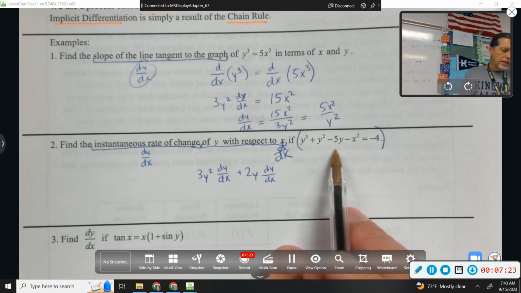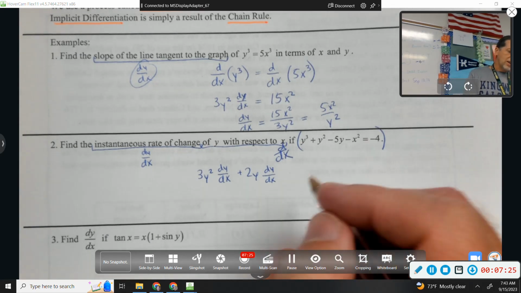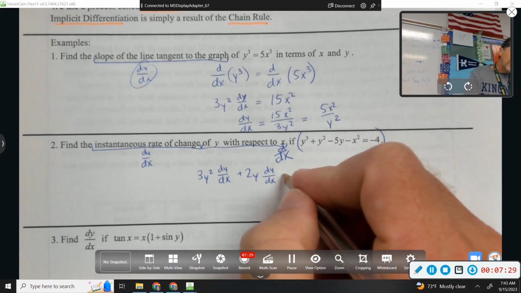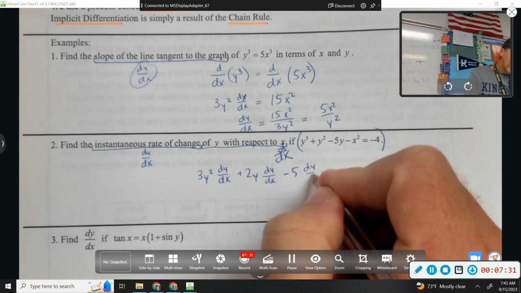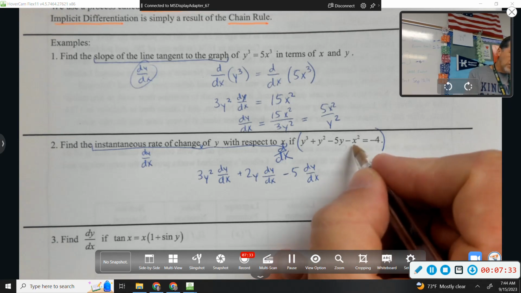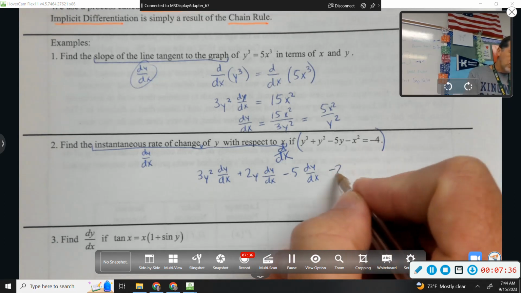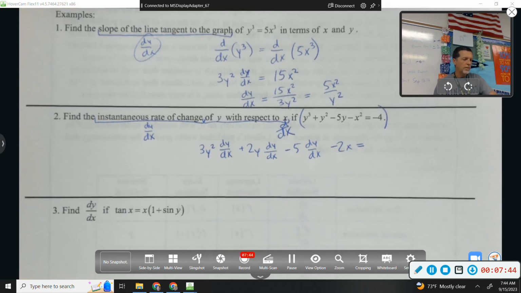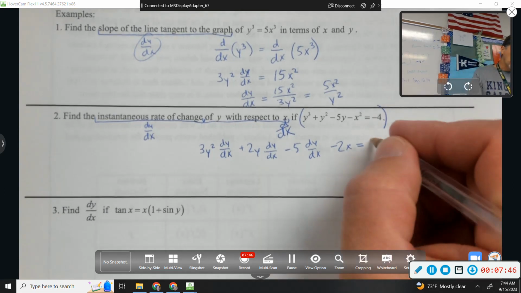How about the derivative of negative 5y? Negative 5 dy dx. And then we're back to normal stuff. Minus 2x. And then a favorite place to mess up. What's the derivative of negative 4? 0.